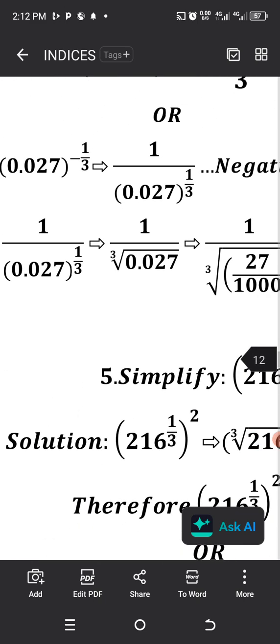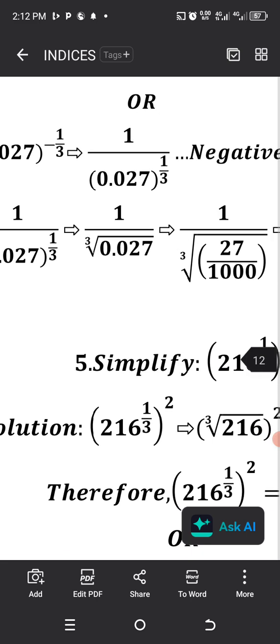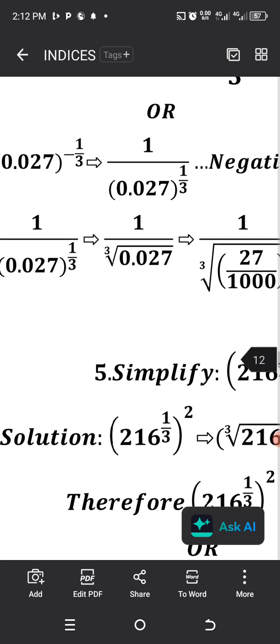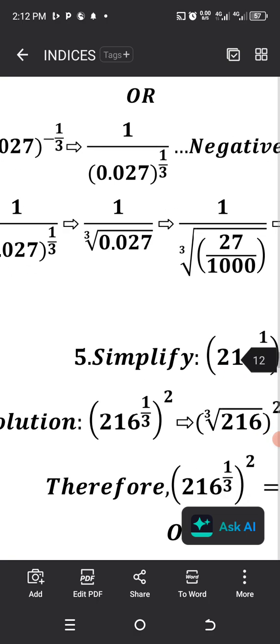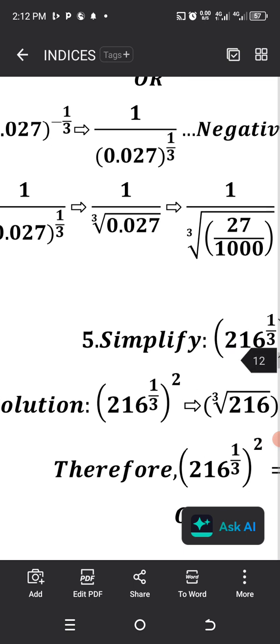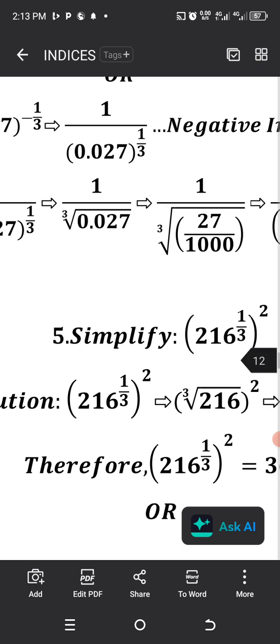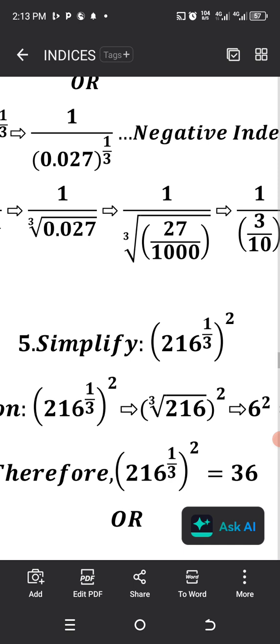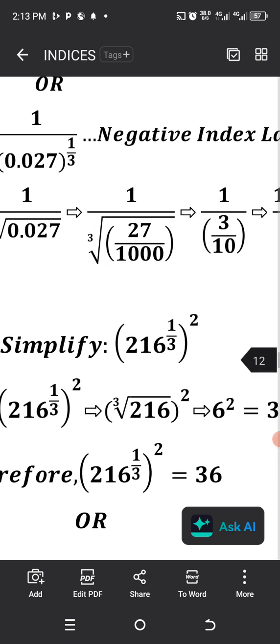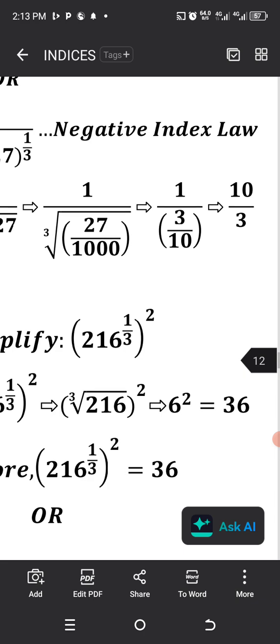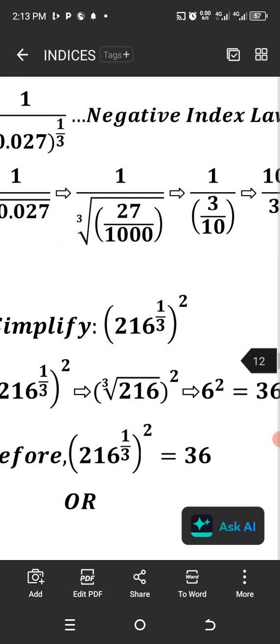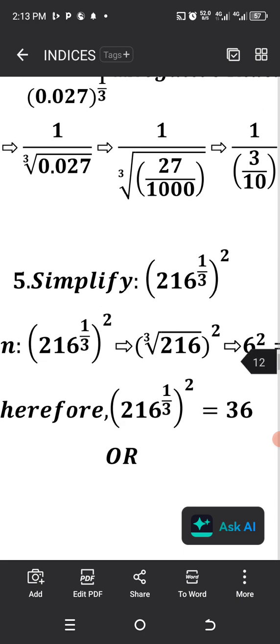Another approach is this, where you recall that 1 over 3 is a cube root. Firstly, we change it to a fraction because it's a negative index, and also a fractional index. After that, we just use it directly because 1 over 3 is a cube root. So that is 1 over the cube root of 0.027. You can change it, that is why you are saying 27 over 1000. So what is the cube root of 27 over 1000? It is 3 over 10, which is equivalent to 10 over 3. That is 1 divided by 3 over 10, which is 10 over 3.